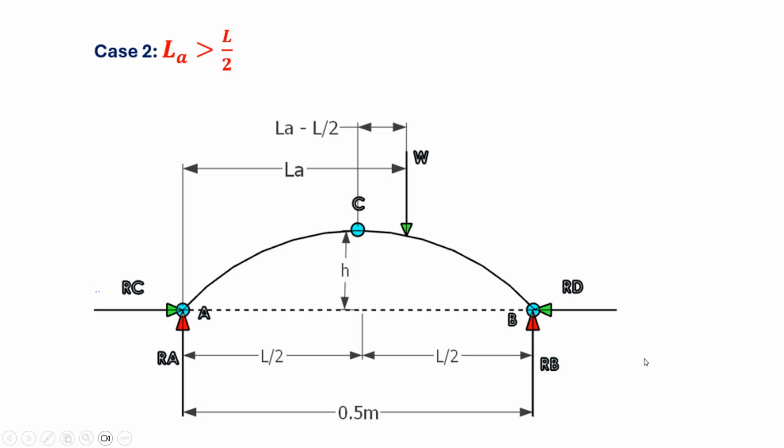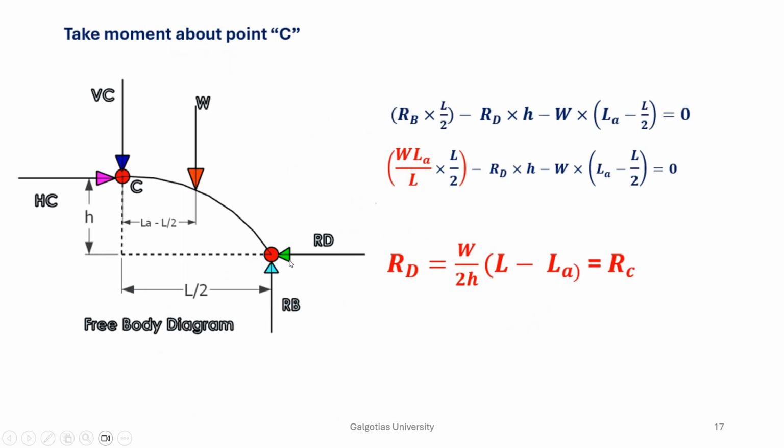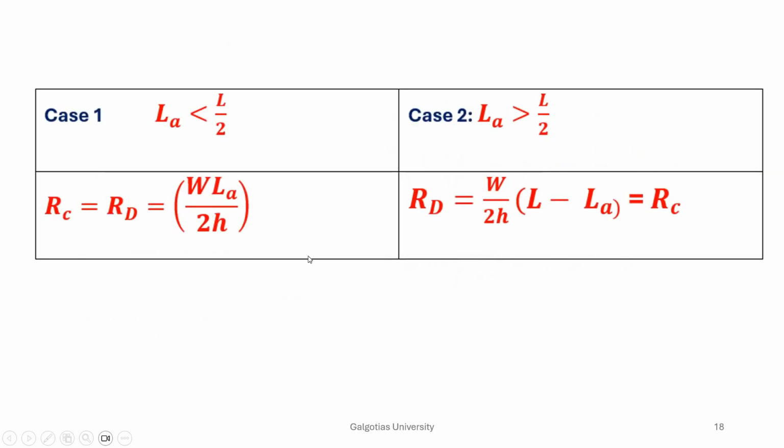Then the second case, or case 2, is LA greater than L by 2, and once the load crosses L by 2, you can observe that the lever arm distance between the hinge C and W is nothing but LA minus L by 2. Now, applying the same equilibrium equation, that summation of moment at C equal to 0, finally you end up with RD equal to W times (LA minus L by 2) by 2H, which is equal to RC. So these are the two cases, LA less than L by 2 and LA greater than L by 2.